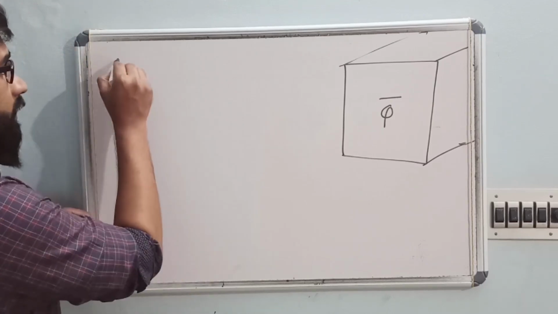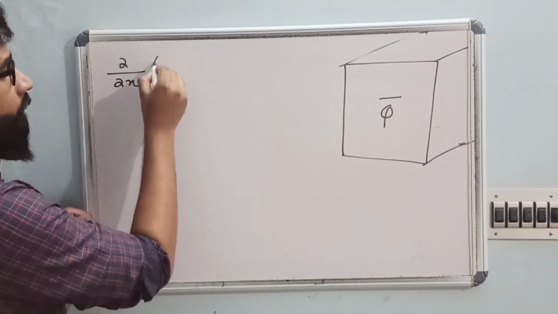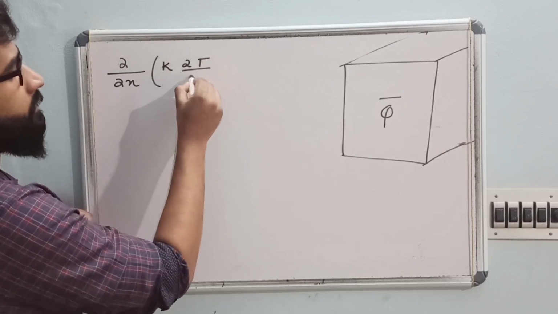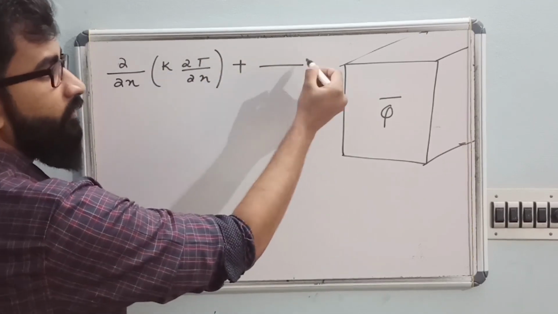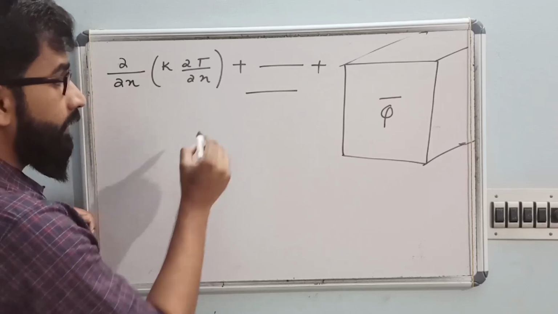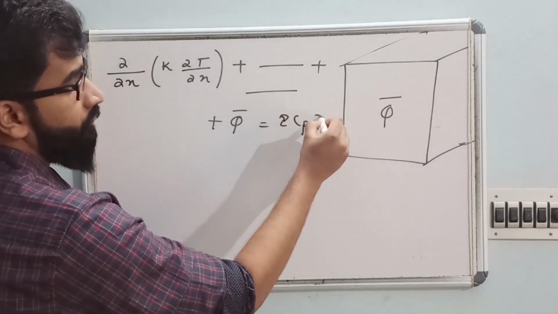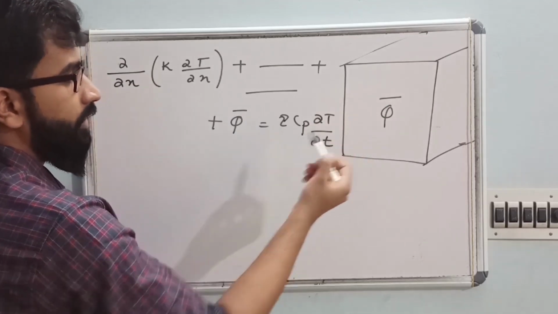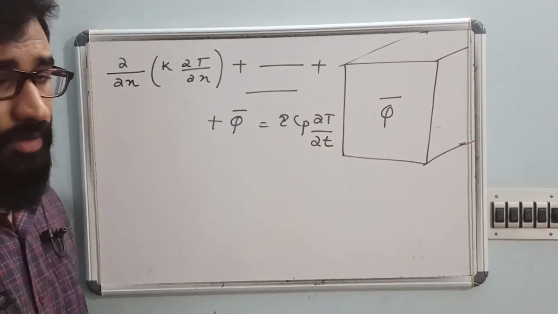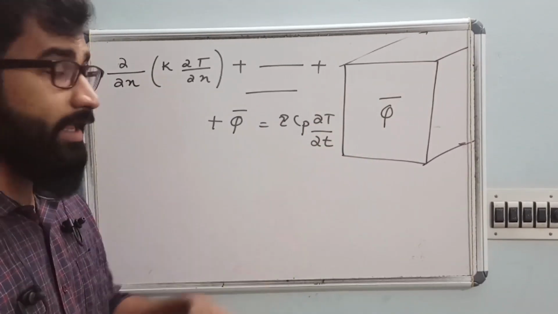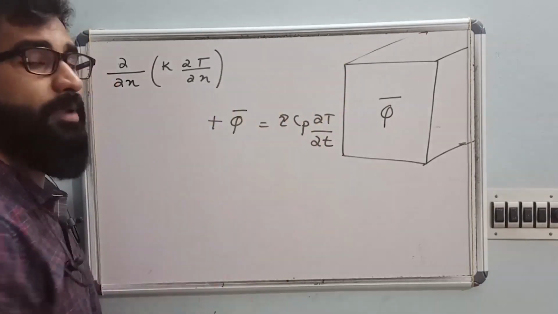So if you know that, it will be simple, that is ∂/∂x of k ∂T/∂x, plus you have to write it for y, you have to write it for z, plus your q̇ (heat generation) will be equal to what? Your rate of change of internal energy, that is ρ Cp ∂T/∂t. This is your 3-dimensional equation. If it is a one-dimensional wall, your y and z terms will be cancelled out.